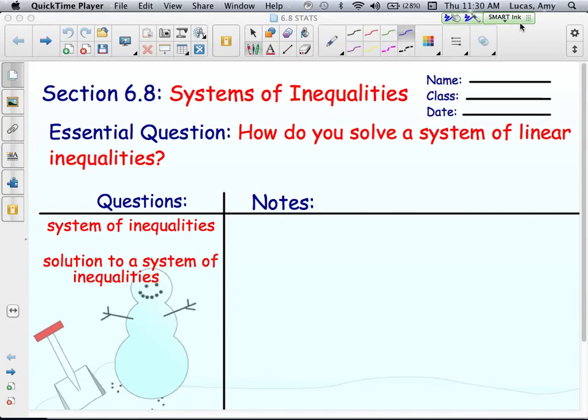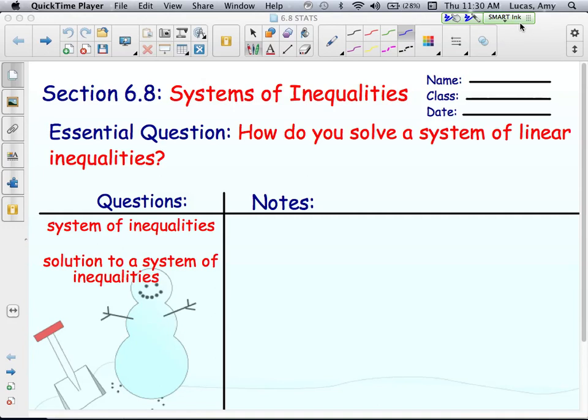So the system of inequalities we are going to solve just like we solved by graphing with the system of equations. What you need to remember though is that the differences between inequalities and equations involve whether your line is solid or dashed and shading one side of that boundary line.